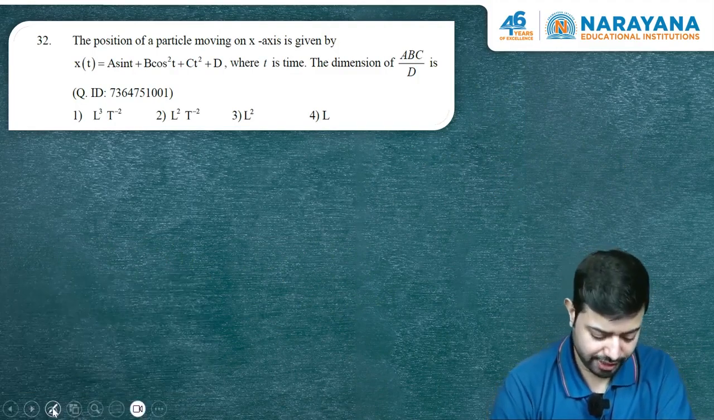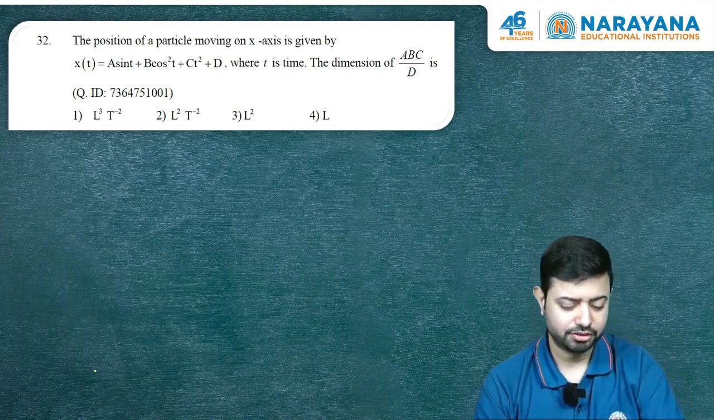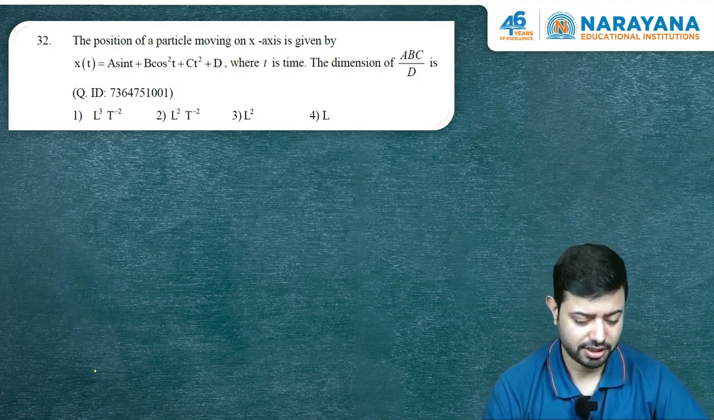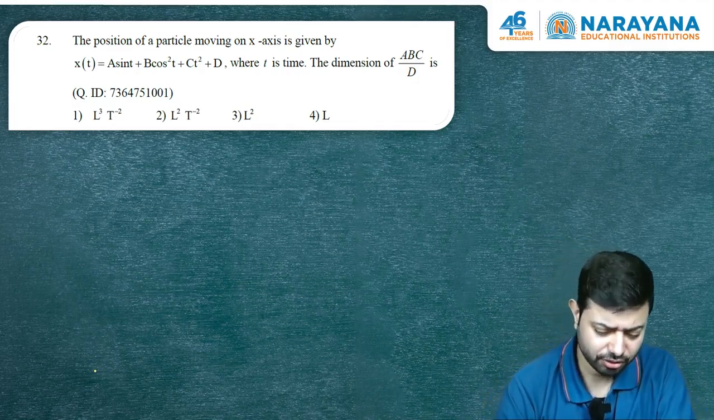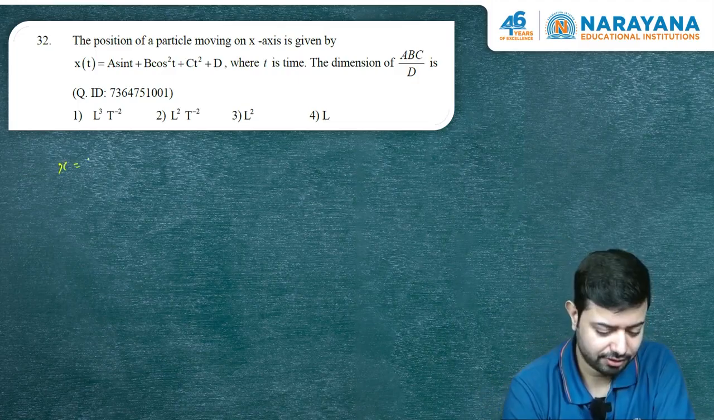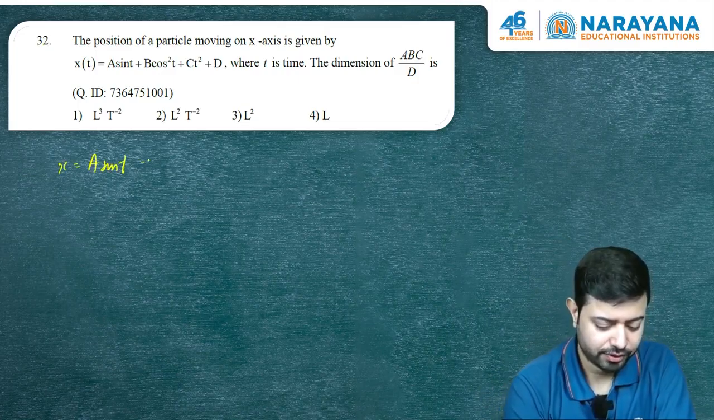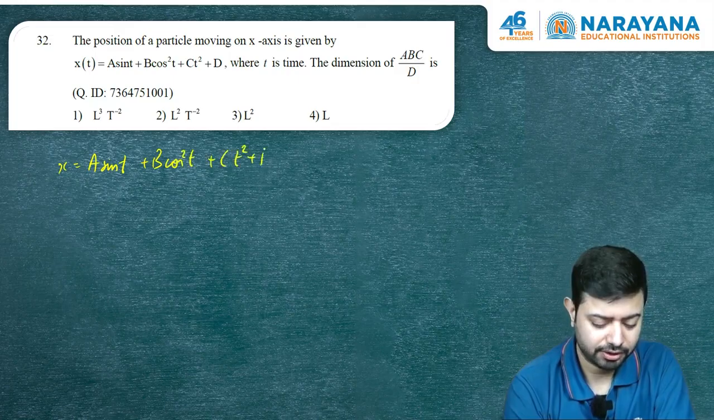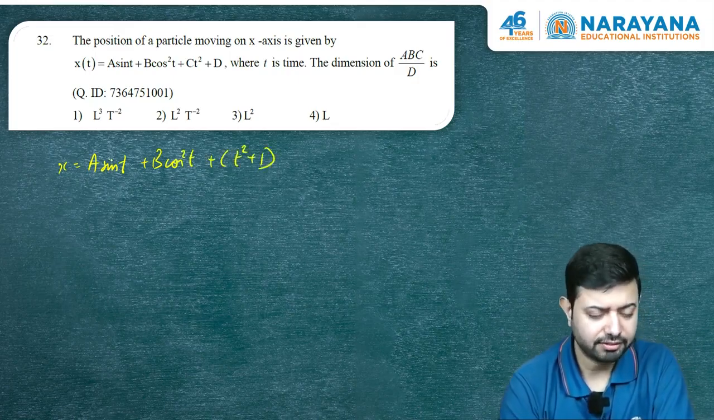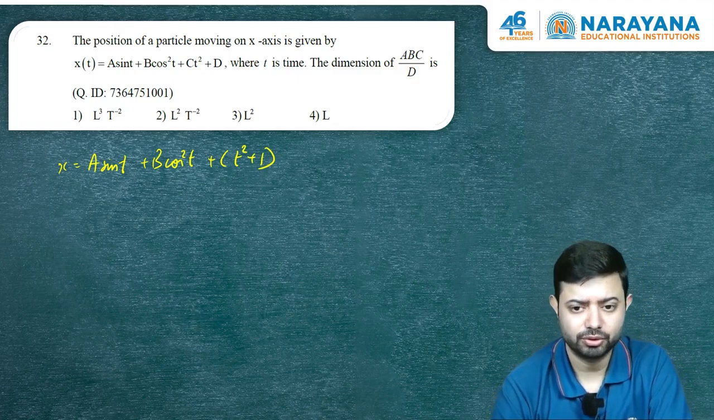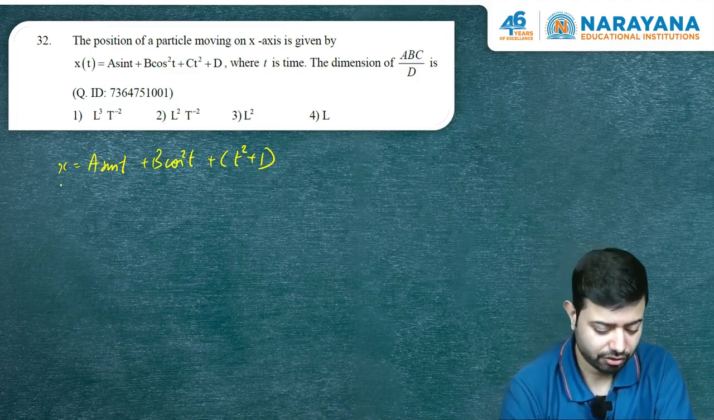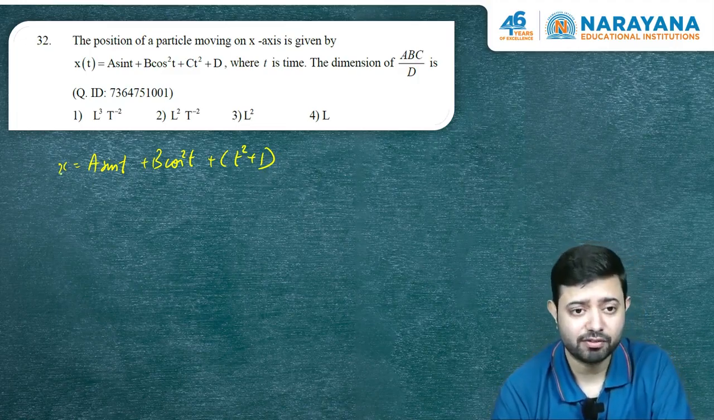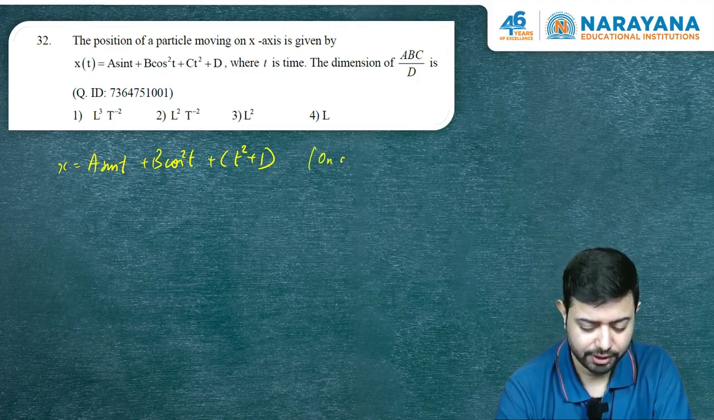Okay, so here we have this question says the position of particle is given by this function x as a function of time, the dimension of a b c by d. It is a good question, it is a very easy one actually, scoring one, right. So, what is my x? It is a sin t plus b cos square t plus c t square plus d, right. As you know that sine functions, trigonometry functions do not have any dimension formula, right. So, obviously, and you can apply the principle of homogeneity, right.